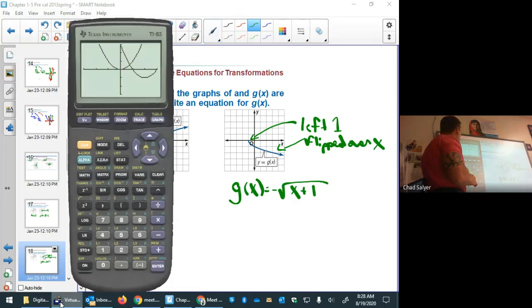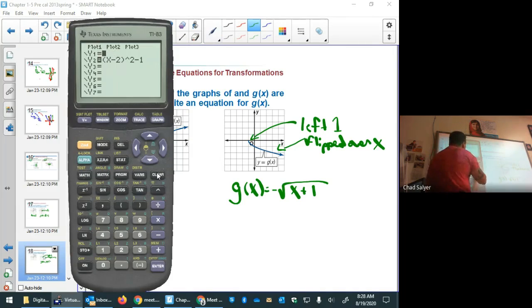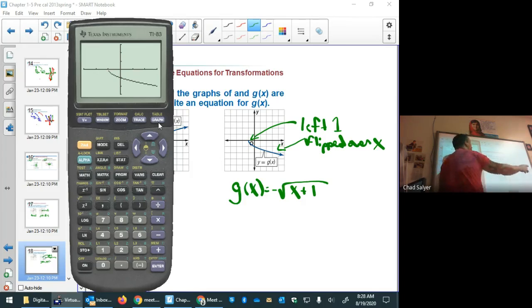Let's see if that looks like what we got there. So should do my negative first. Negative square root of x plus 1. Okay. Yeah. So the left one was accomplished by adding 1 to the input. The flipped over the x-axis, I multiply the output, in other words, the whole function, by a negative.